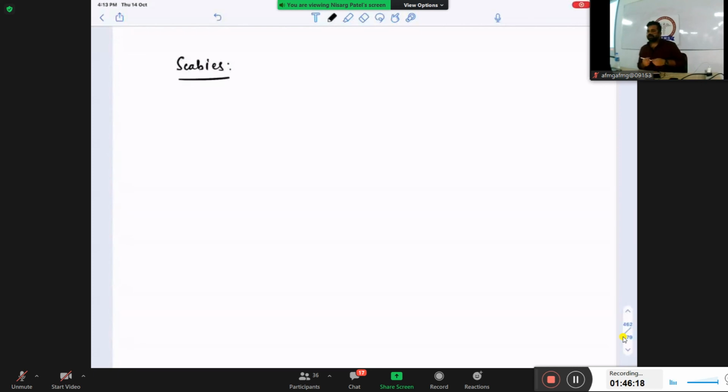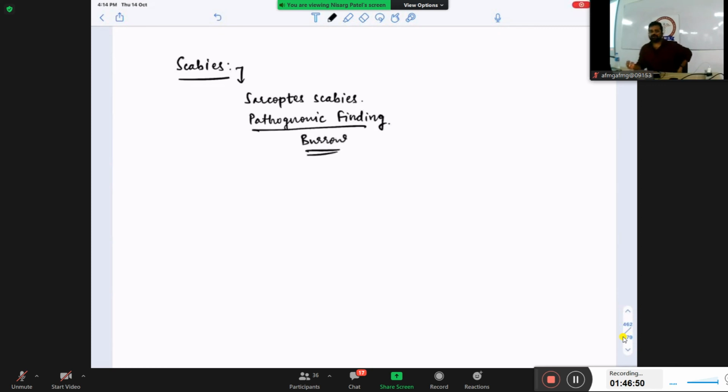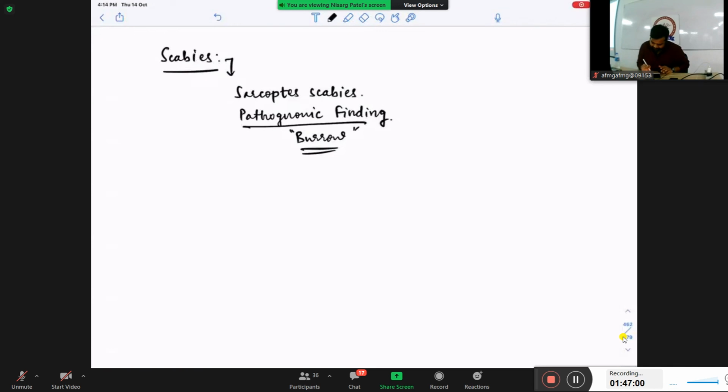Scabies, only treatment is important. Many MCQs have been asked on this. What is the causative agent? Sarcoptes scabiei, right? The pathognomonic finding is a burrow. Burrow is a classical pathognomonic finding. It is a type 4 hypersensitivity reaction. The most common symptom is nighttime itching. Most common complaint is nighttime itching.